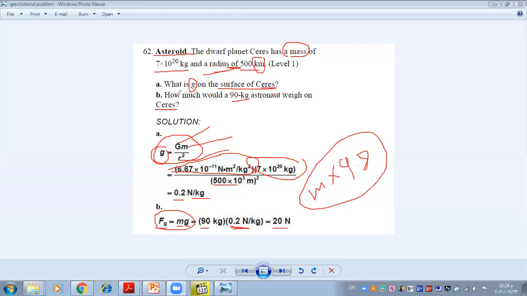How would a 90 kilogram astronaut weigh on Ceres? We suppose this astronaut is standing on the surface, okay? But if the astronaut is flying in the air, what will be g? So there is another distance or another height, so you have to add it to R. I hope this is clear. Like the satellite, in problem 14, we added extra height for the second satellite. The same thing here.